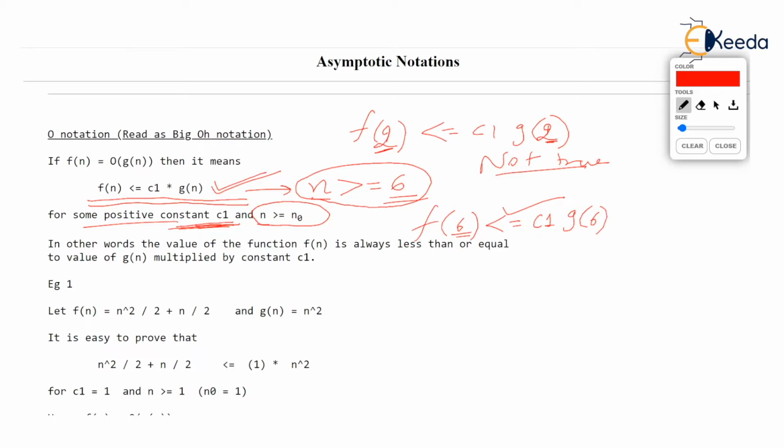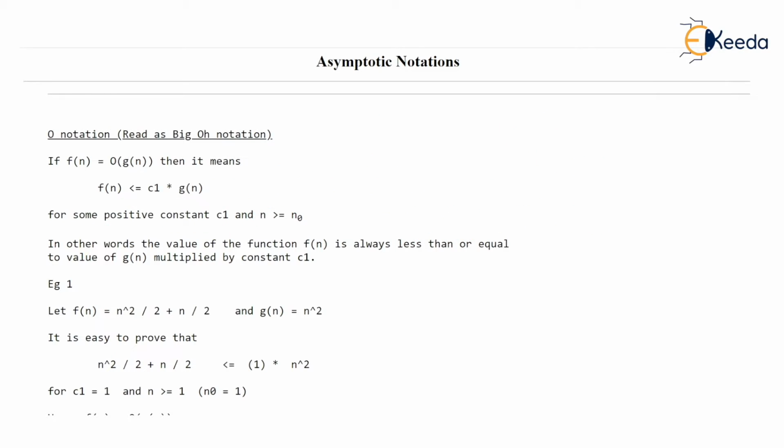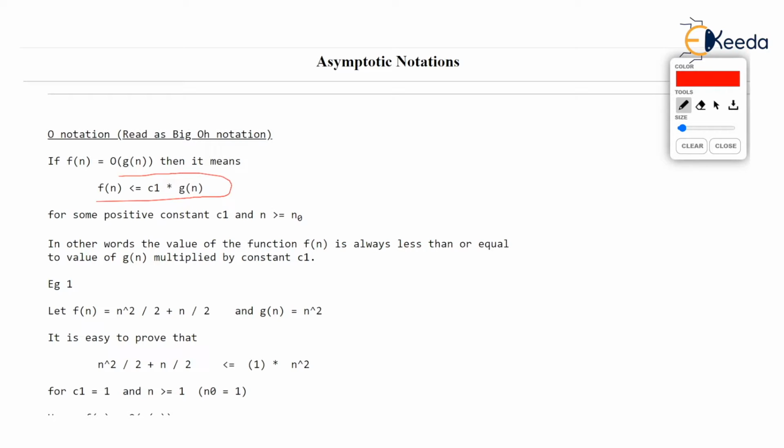So read it out again. f(n) is equal to big O of g(n) means f(n) is lower than g(n). The value of f(n) is smaller than g(n) for some positive constant c1, and this relation is true for all values of n which are greater than or equal to some threshold like n naught.